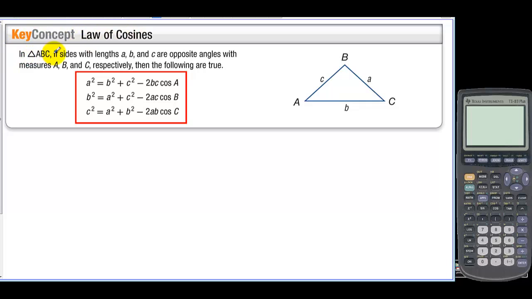In triangle ABC, if sides with lengths a, b, and c are opposite angles with measures A, B, and C respectively, then the following are true. So we have a squared equals b squared plus c squared minus 2bc cosine of A. It's kind of like the Pythagorean theorem with a little bit added on. And even down here it really looks like the Pythagorean theorem, where a squared plus b squared equals c squared, but you have this little extra right here. Now these are all the same formula. It all depends on what angle you're using or what side you're trying to find.